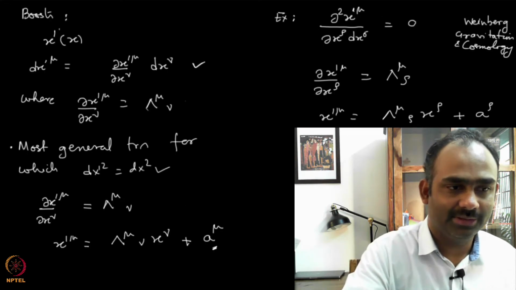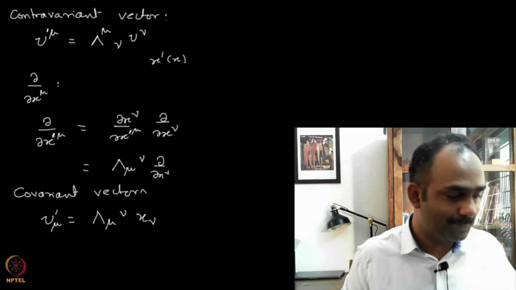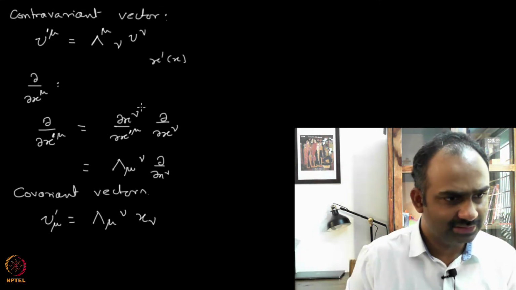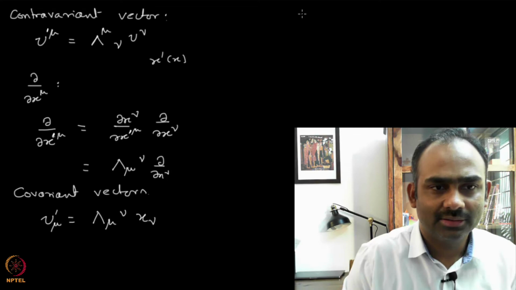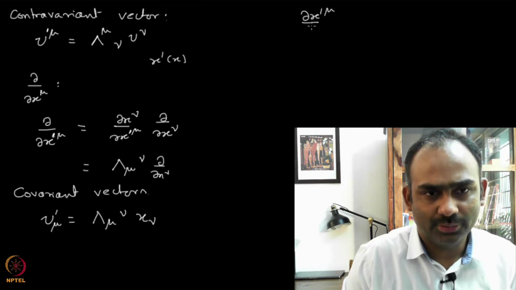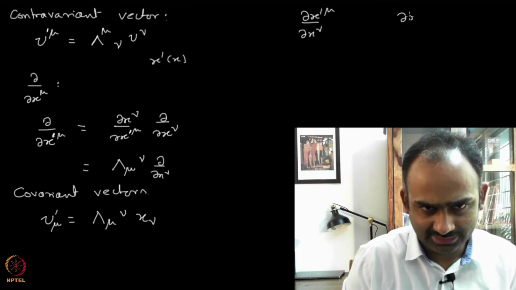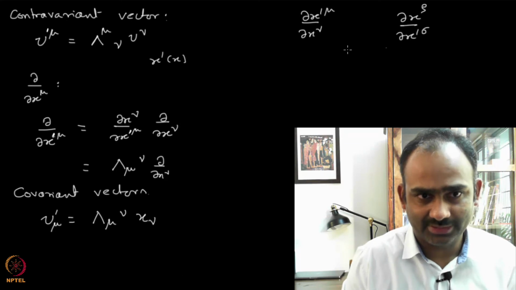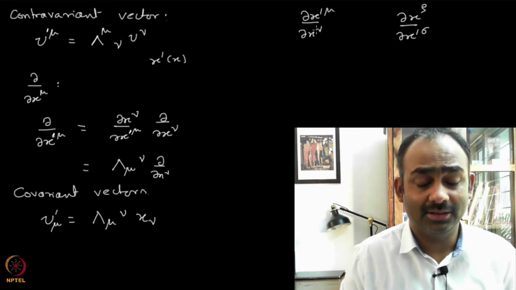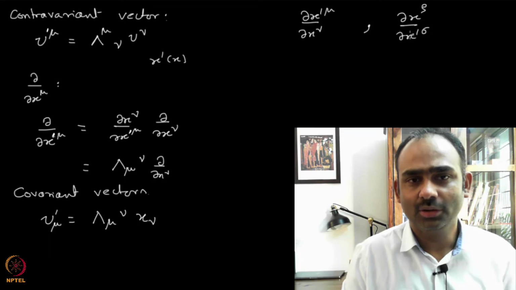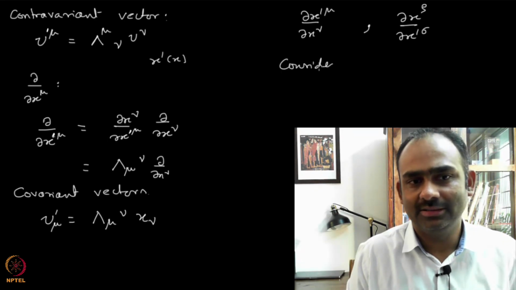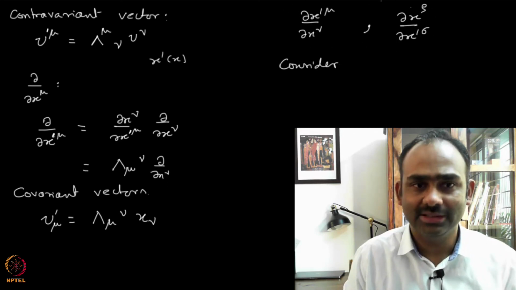Okay. Let me try to explain that. Now, see, we have 2 matrices: ∂x'^μ/∂x^ν, and let us call the other ∂x^ρ/∂x'^σ, right. This is what is entering into contravariant, and this is what is entering into covariant. Now, consider this object which will shed light on the relation between these 2.